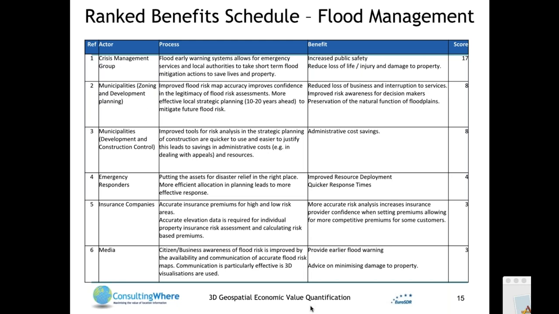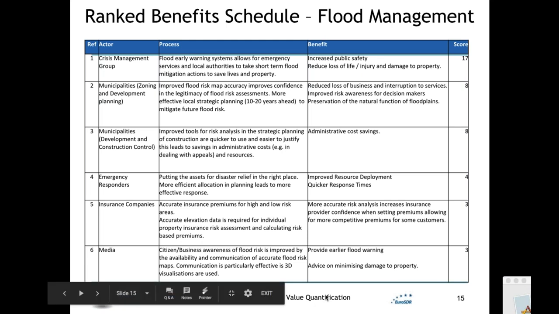So this was a ranked series of benefits from this workshop, looking at the actor, what the process that was going to be influenced by the introduction of 3D data would be, and what the potential benefits were. On the right-hand side, you can see the scoring from the group of experts that we had involved. Okay, next slide.